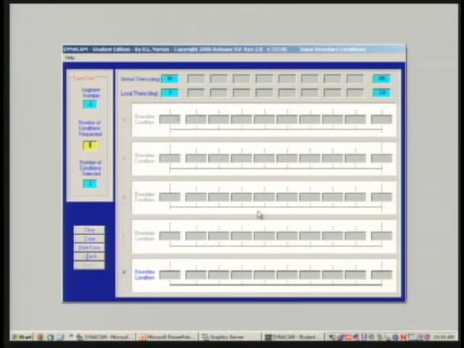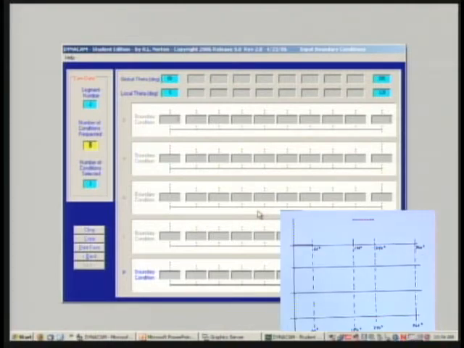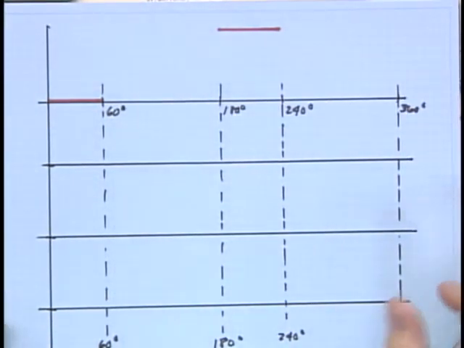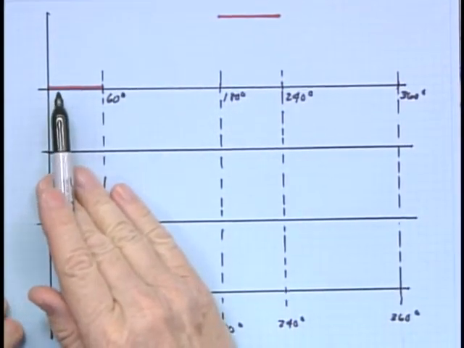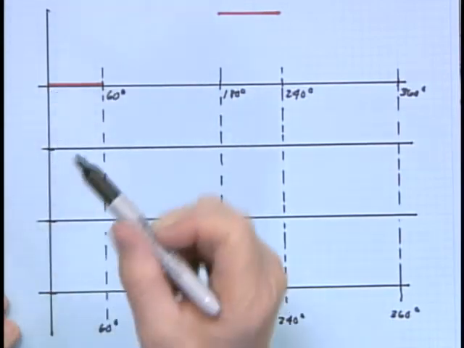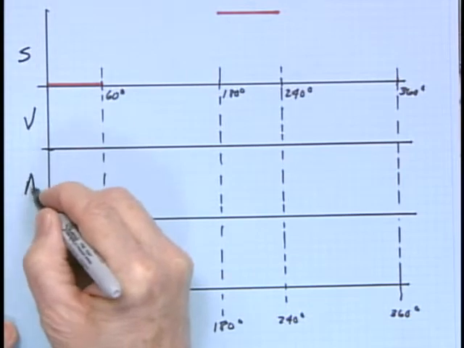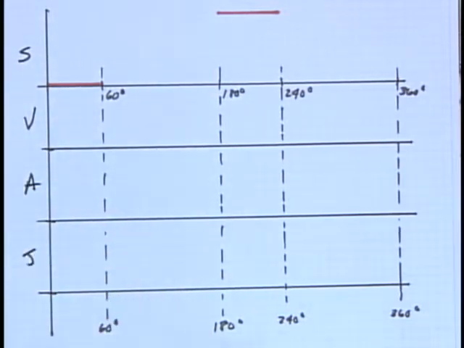Now to explain what this screen is asking for, which is boundary conditions, I have to go back to our little pad and show you another diagram. So here we are back more or less to square one with a representation of our timing diagram. So this is going to end up being S. This will be our V, this will be our A, and this will be our J when we're all done.